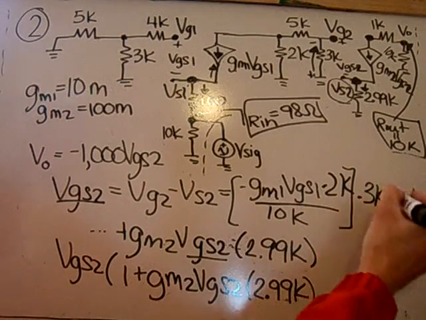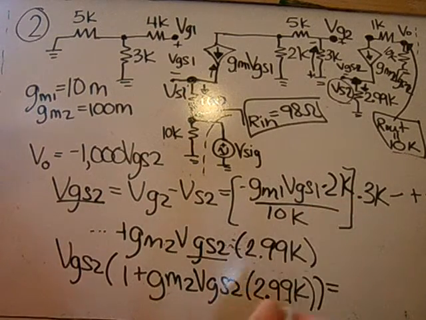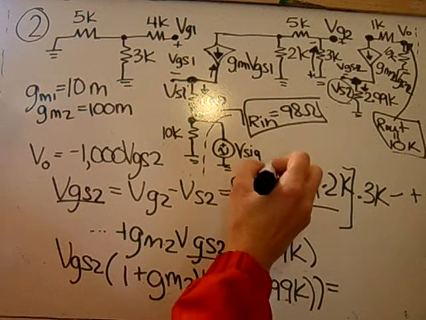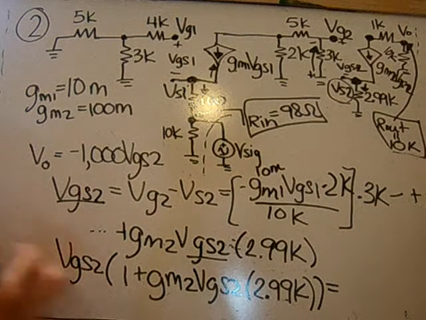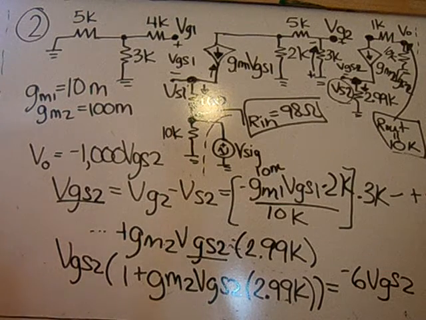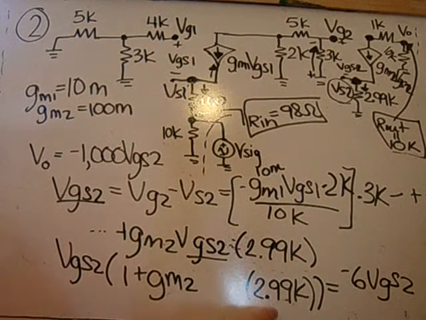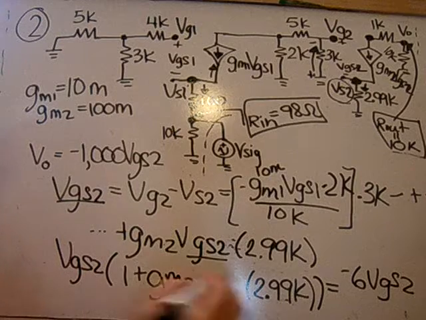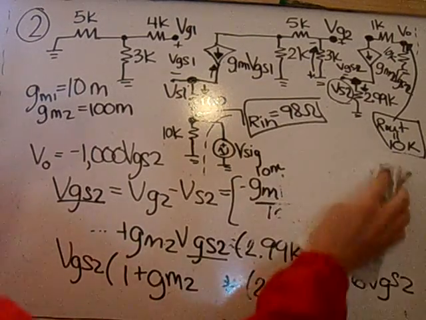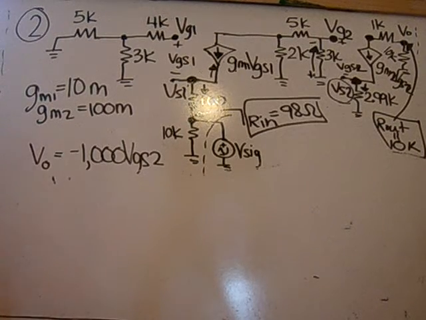This should have been VG2 minus the positive VS2, is equal to this quantity here, the minus GM1, which is 10 milli. So that is a minus 6 VGS2. And this is already taken care of here. So 1 plus GM2 times 2.99K is equal to a minus 6 VGS2. So multiplying that out, VGS2 is equal to a minus 0.02 VGS1.